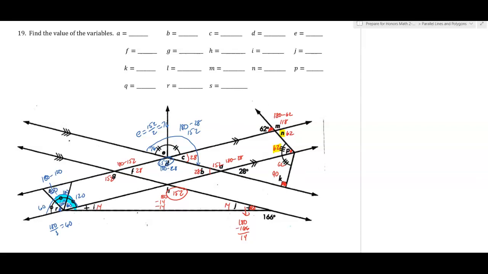A, we said was going to be 152. B is going to be 28. C is 28. D was 152. E was 76. F was 28. G was 152. H is 152. I was 14. J was 14. K would be 90. L, where is L?